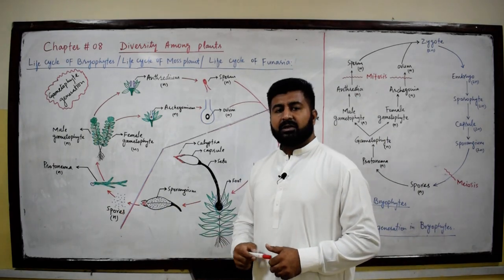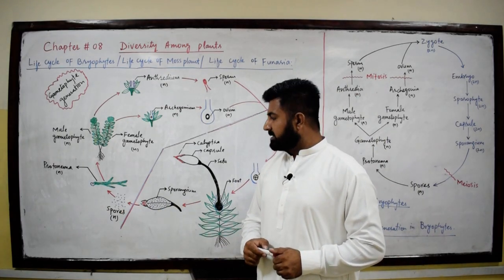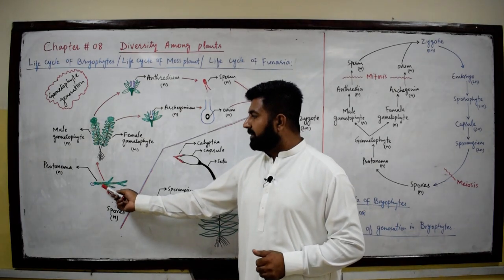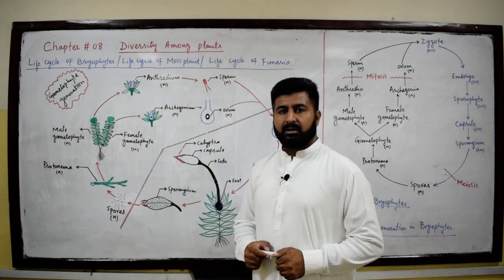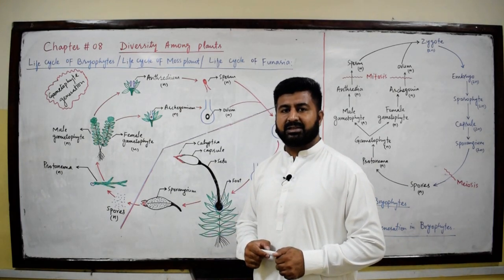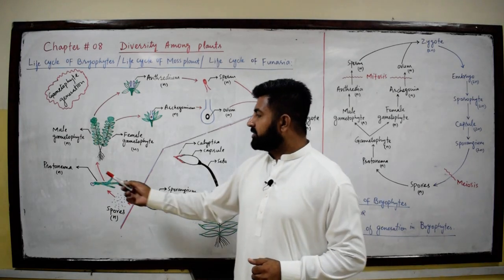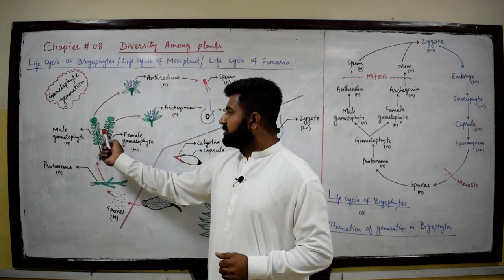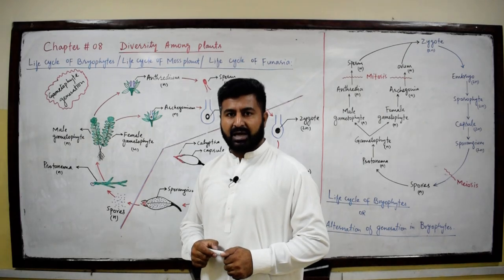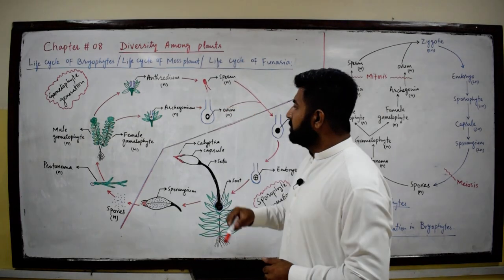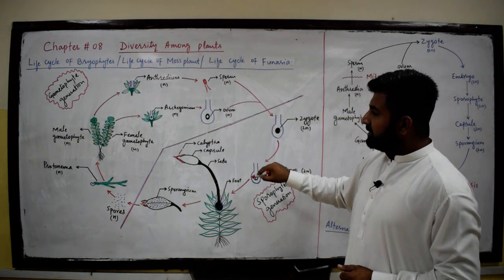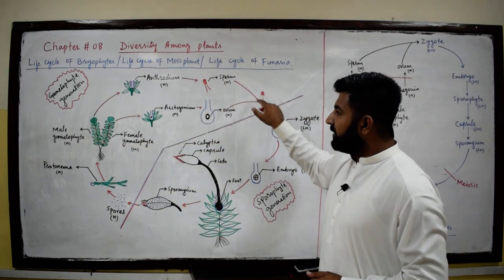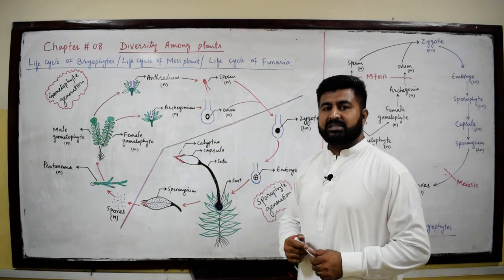When the spores fall on a suitable place, they germinate and produce protonema. Protonema is a branched thread-like structure which upon maturation produces the gametophyte again. So here you can see that the whole cycle can be divided into two steps.